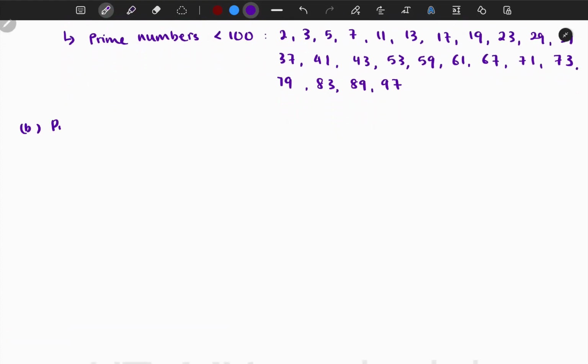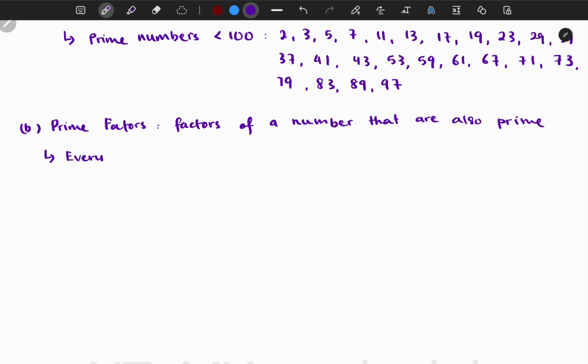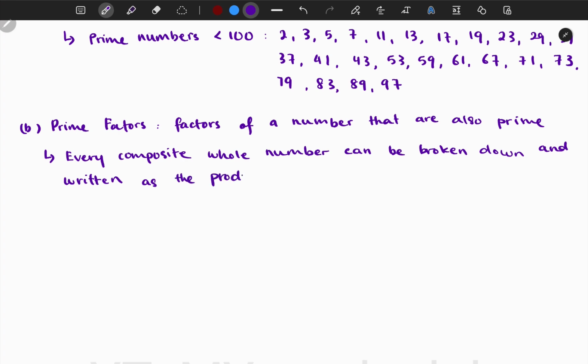So the new thing that we're going to learn today is prime factors, which are factors of a number that are also prime numbers, right? Previously, in the previous video, we have learned about factors. So those factors, now you introduce a new condition, which is factors that are only prime. Because prime factors have only two factors, every composite whole number can be broken down and written as a product of its prime factors, right?